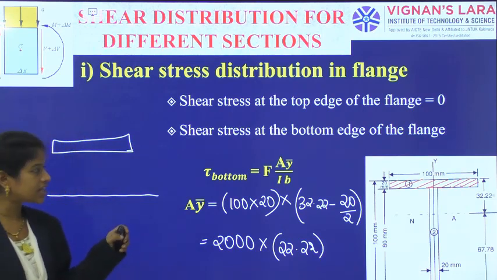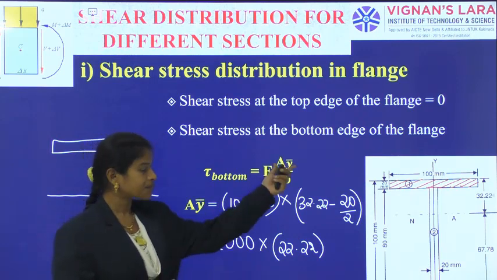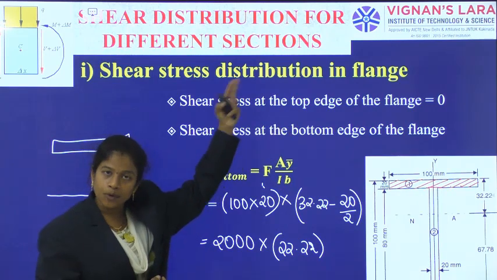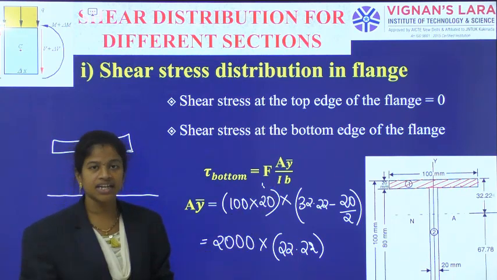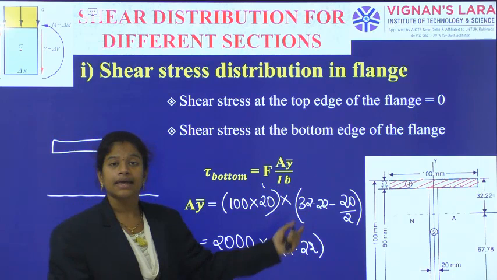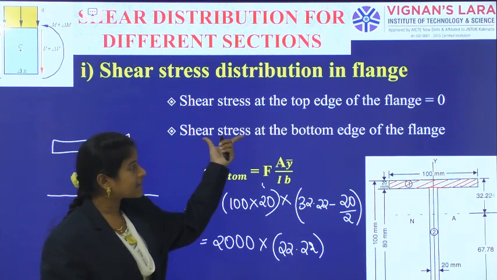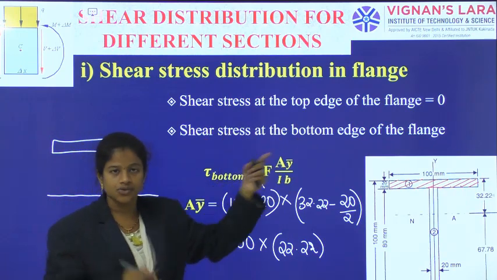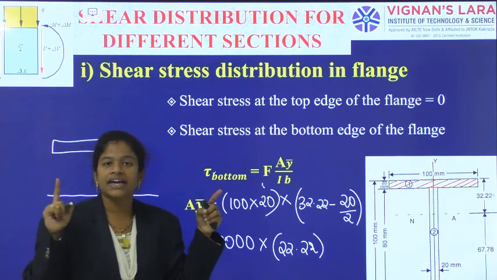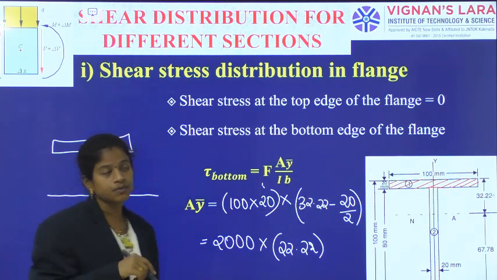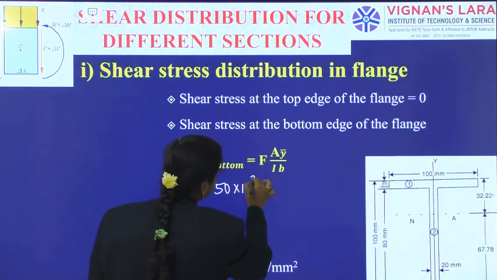Now I am going into the things. Firstly, capital F, shearing force at the section, in the problem they have given. A into y bar, for this level, above the portion's area moment we have calculated, and capital I, moment of inertia of the whole section also we have calculated. And B is width of the beam at the level I am calculating the shear stress. I am calculating shear stress at the bottom edge of the flange. So width of the beam at the flange level. What is the width of the beam? 100 mm. So substituting all these answers, F as 50 kilonewtons.